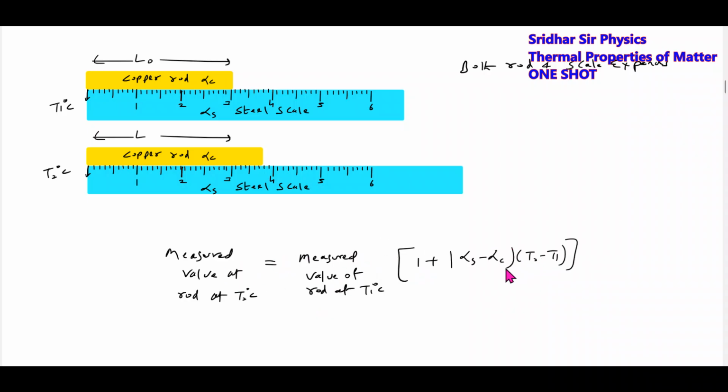So here, which will be greater? Suppose alpha s is greater, that is, the steel expands more than the copper. Then the measured value of the rod at T2 degrees Celsius equals the measured value of the rod at T1 degrees Celsius times 1 plus alpha s minus alpha c. Based on which one is greater, we can get the condition here. The other one may not be very important. Try to remember this, just a small idea. More than this is not needed.